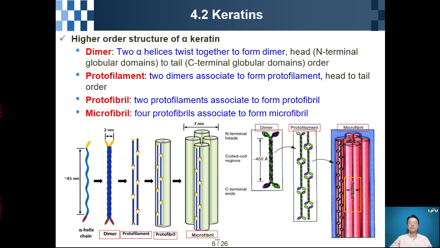Okay, and also the basic subunit dimer, the size is about 450 angstroms. So it means that this is 45 nanometer, something like that. Okay, so this dimer is the basic subunit, and after that the complex one is microfibril.